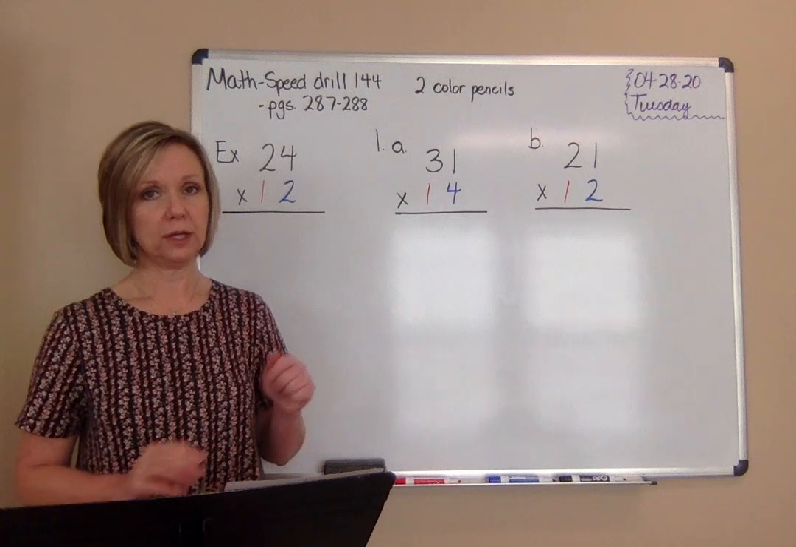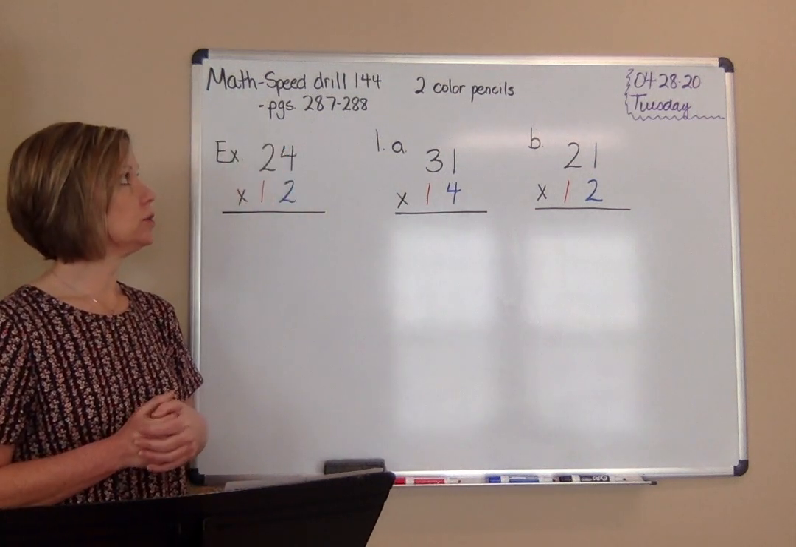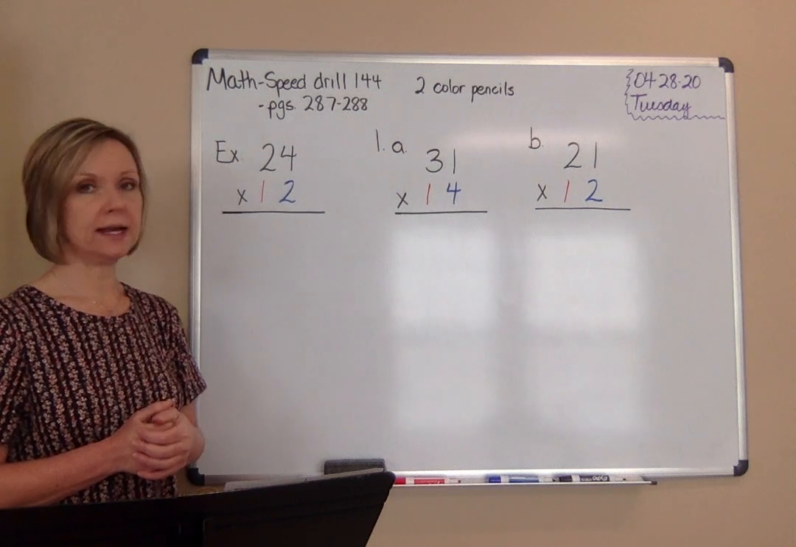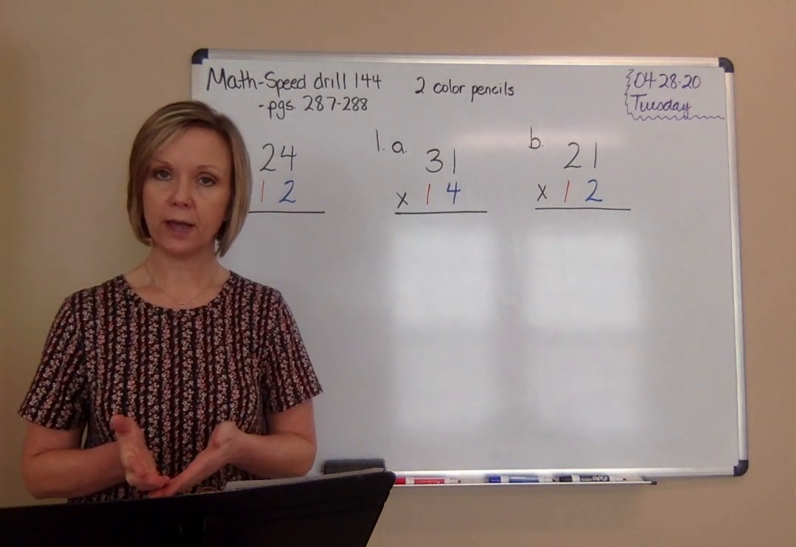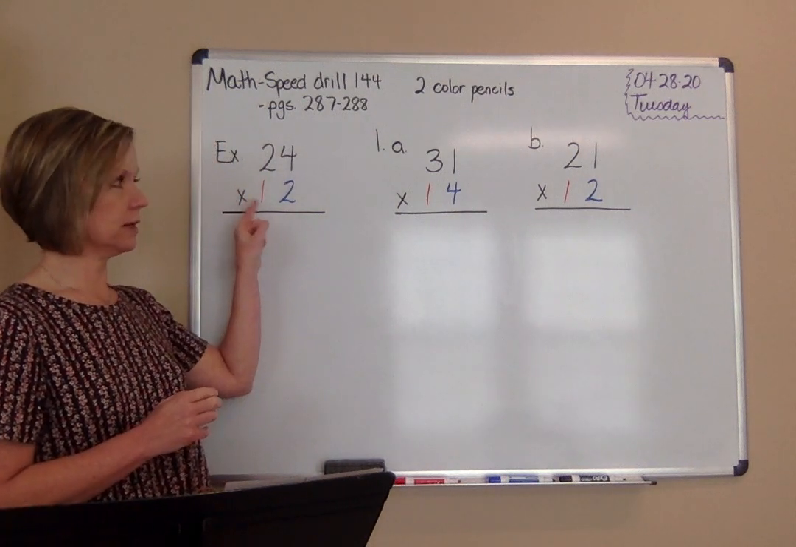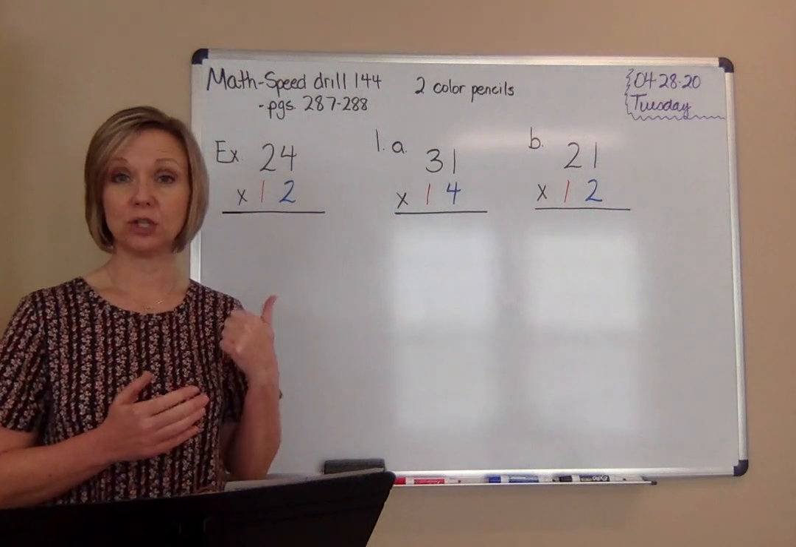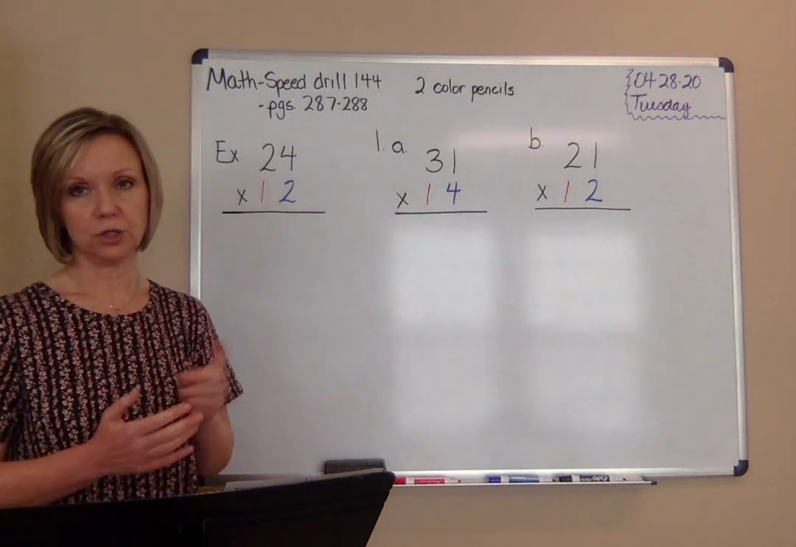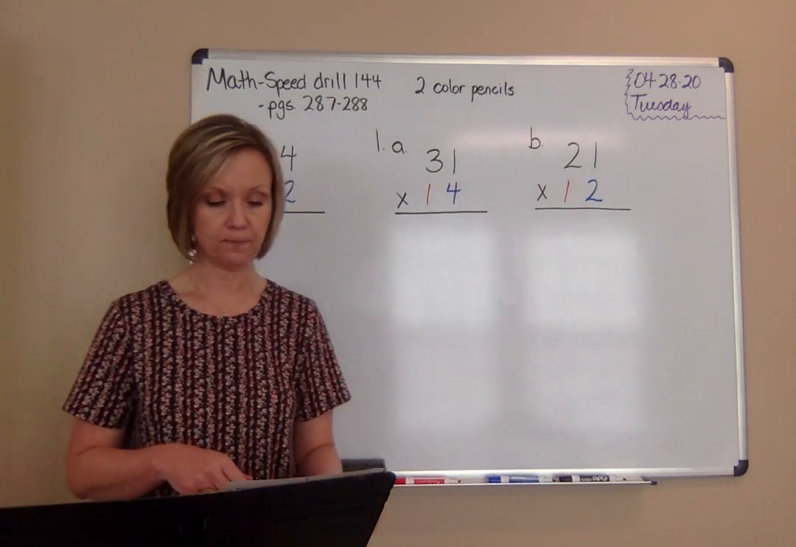Today in math, you need your speed drill, lesson 144, and pages 287 to 288 out of your book. You also need two color pencils if you have them, so that we can look at our second number here. I chose red and blue. If you need to pause the video to grab those, go ahead and do that now.